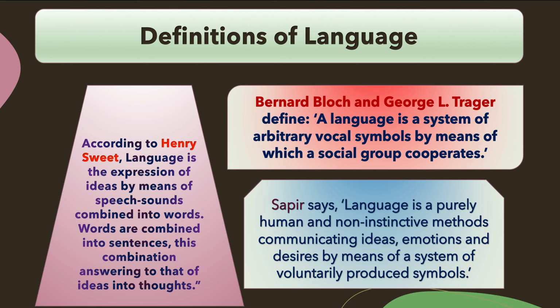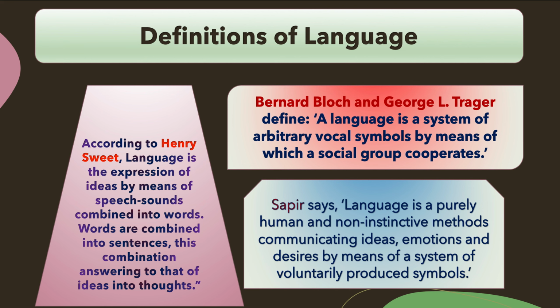He very simply defines language. Number one, language is the expression of ideas by means of speech sounds. We use speech sounds, and speech sounds are combined into words, then words are combined into sentences, and then sentences are combined into our expression of ideas and thoughts. This is the definition of language according to Henry Sweet.